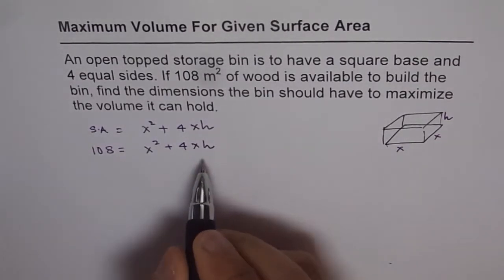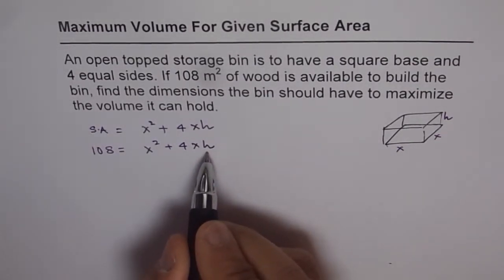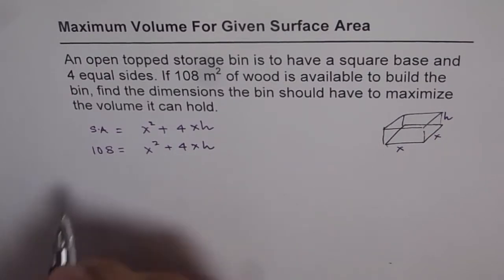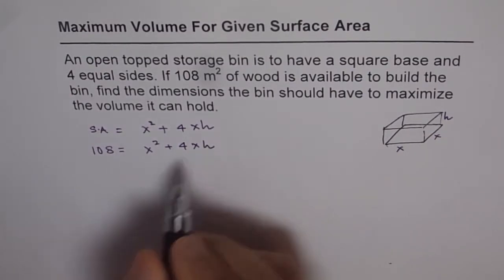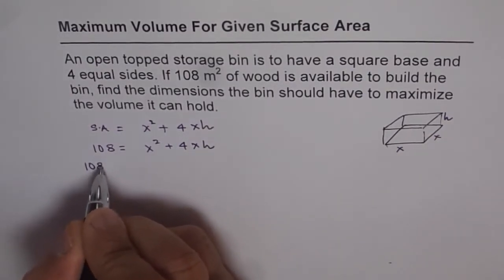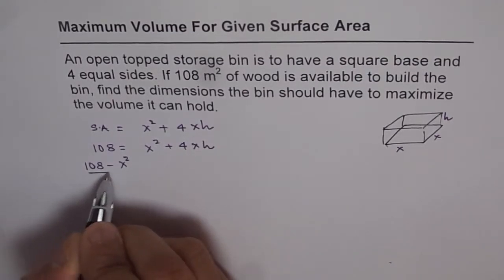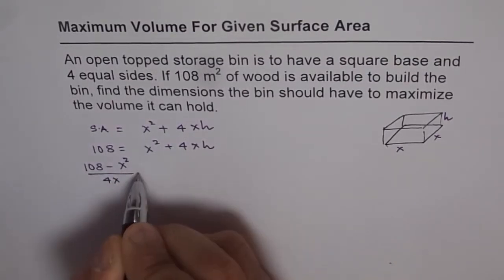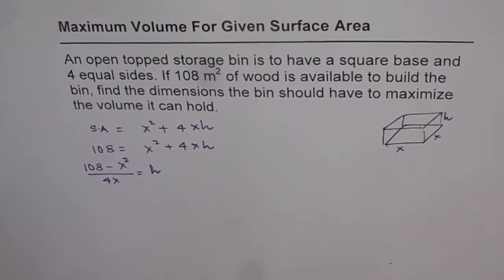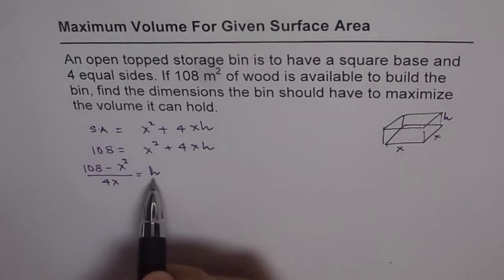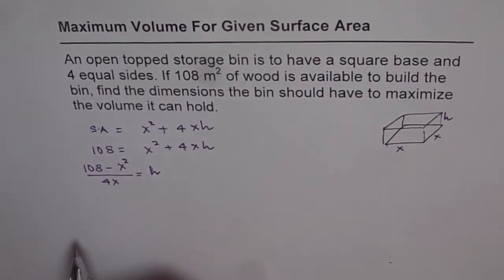Now from this we can find what the height is in terms of x, correct? So we'll isolate h from here. So we get 108 minus x squared, and then we'll divide by 4x. And that gives us the height h. So that is height h in terms of x.